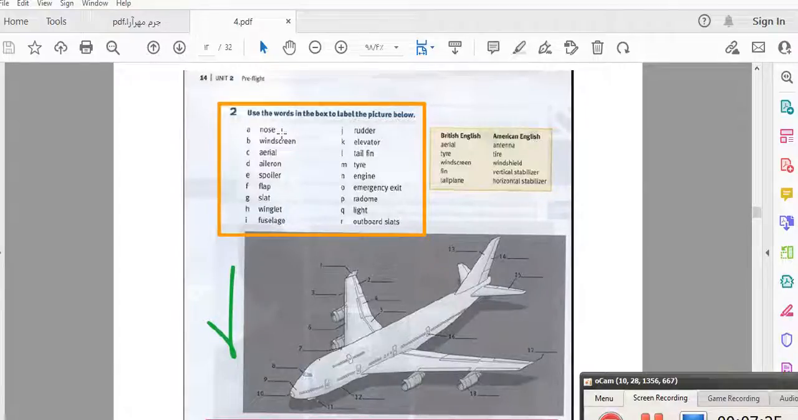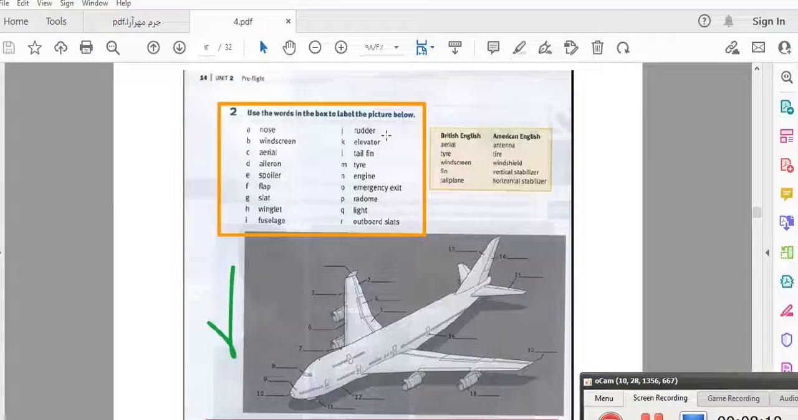Look at this one, based on the numbers. Let's read them for you. First, I'm going to read them for you, then we are going to match them together. The first ones are nose, windscreen, aerial, aileron, spoiler, flap, slat, winglet, fuselage or fuselage. Both of the pronunciations are true.